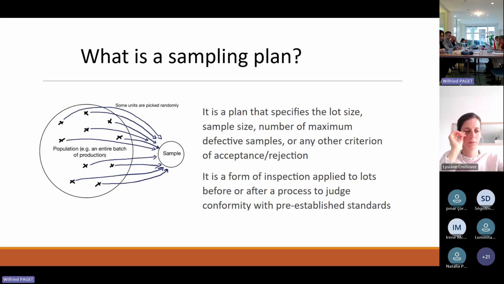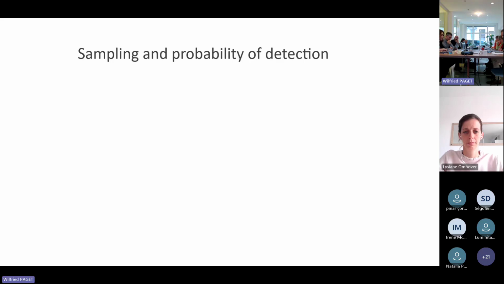But they have to do with the criteria. So it's like a threshold where samples are taken from a lot, they are analyzed or observed, and then this is compared to a rule, and therefore the lot is finally, we can say, classified as in conformance or non-conformance. It is a form of inspection applied to lots before or after a process to judge the conformity with pre-established standards. So that means that this acceptance criteria has to be derived as a function of these pre-established standards.